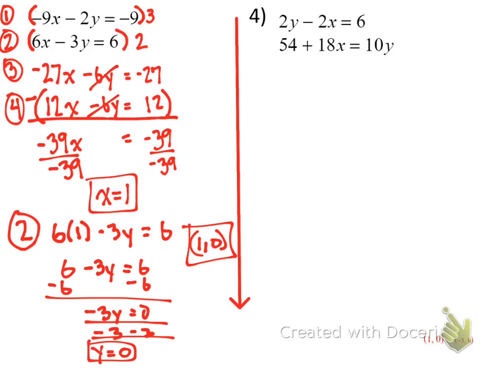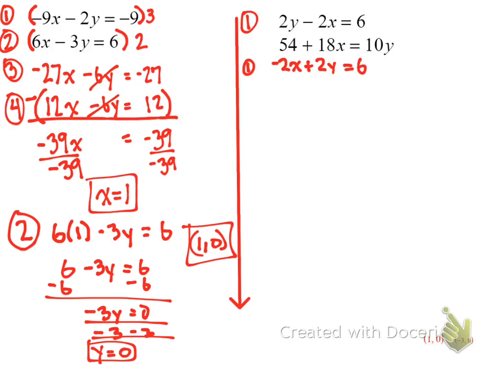Now, on number 4, we want to ask ourselves, are they all in order? On equation 1, the y comes first, and then the x, and then the constants on the other side. I'm going to rewrite equation 1 so it looks nicer. So we're going to put negative 2x plus 2y is equal to 6, okay?